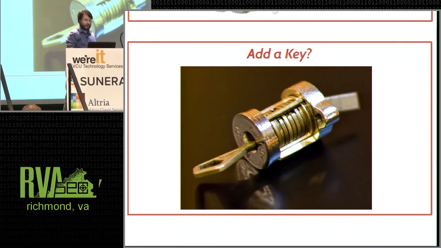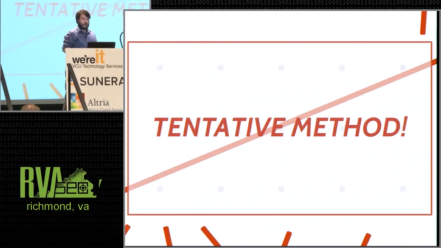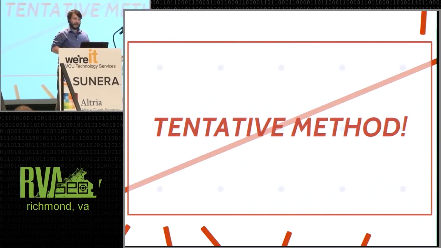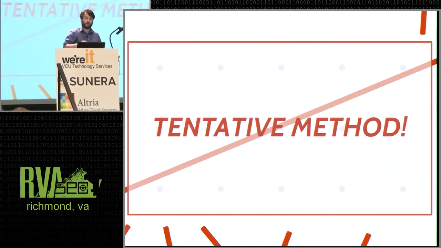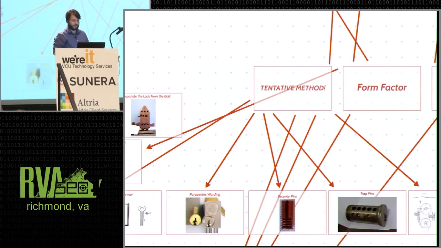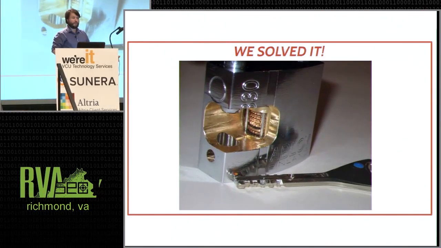So of course we added the key back in, right? So we now have the tentative method. This chased these guys for like 80 years, but they kept making new versions of the Abloy. But then they solved it. And people often ask me, are there any unpickable locks on the market?